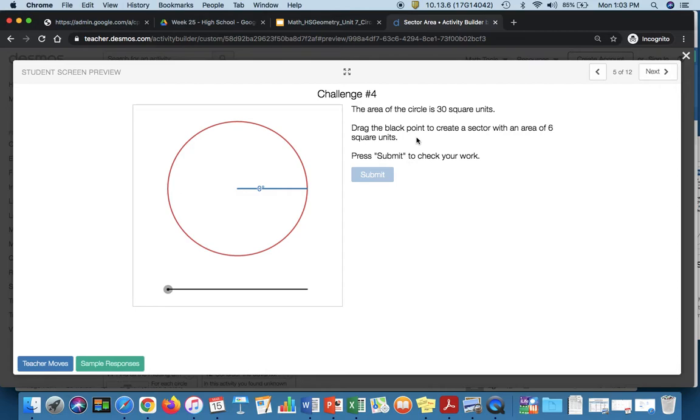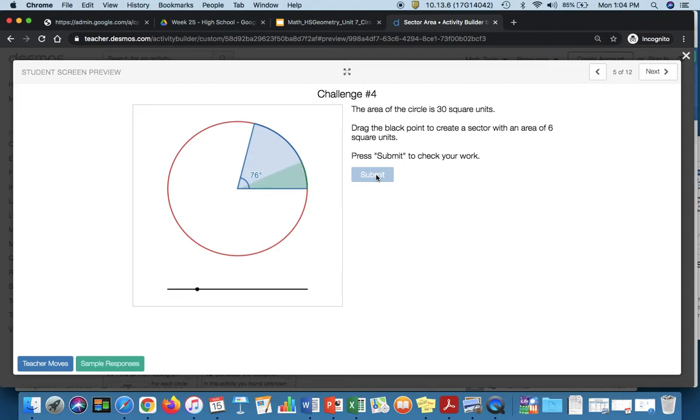And what might a student decide to do here, right? If they go halfway or 180, they may start identifying that 180 over 360 represents half the circle. And that's only 15 units, right? Maybe 90 degrees of the circle, it's still not where we want to be, right? Because half of 15 is still not 6. So maybe a little bit less.